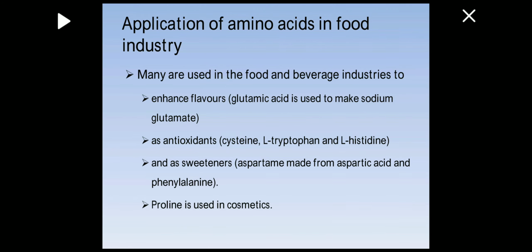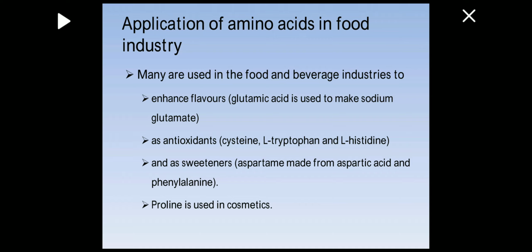So applications of amino acids in the food industry. In the food industry, when you are talking about amino acids, they are very important. They are the building blocks of proteins. So many are used in the food and beverage industries to, first of all, enhance flavors. Glutamic acid is used to make sodium glutamate, which is normally, I think, called China salt. That is being added, and you can see that, for example, in chicken soups or other soupy materials, when you are adding the sodium glutamate, it enhances the taste of that product.